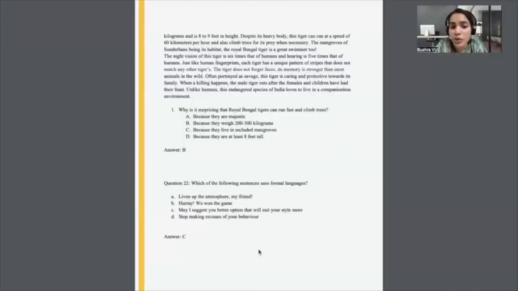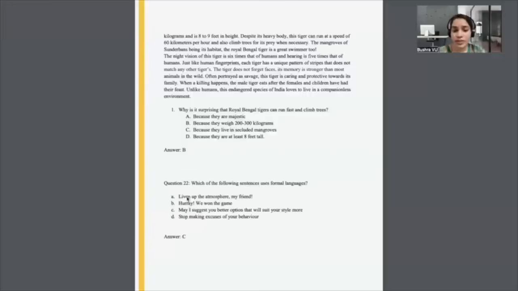Now let's look at the question. Why is it surprising that Royal Bengal tigers can run fast? Because they're heavy, right? This is what the sentence says: despite its heavy body, the tiger can run at a speed of 60 kilometers an hour. Because they're majestic? No. Because they weigh 200 to 300 kilograms? Yes. Because they live in secluded mangroves? No. Because they're all at least 8 feet tall? No. We're talking about despite its heavy body, that's why, because of the weight. And the correct answer is B.